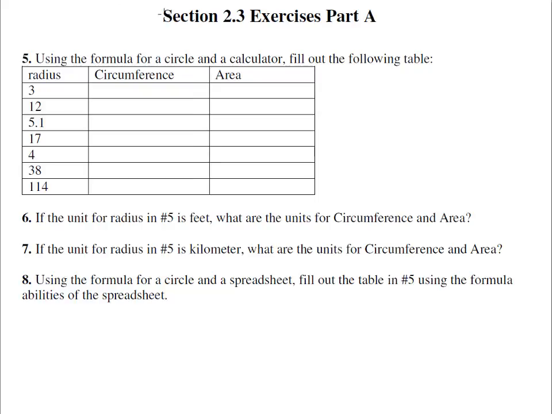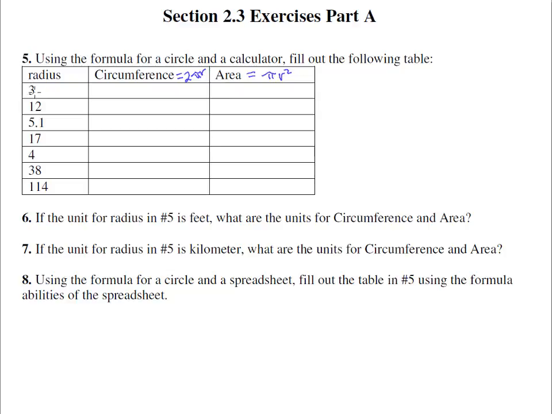Here we are in section 2.3 exercises, part A, numbers 5 through 8. Number 5, using the formula for a circle, circumference on one, area on the other, and a calculator, fill out the following table. So circumference we get out of the book is 2 times pi times r. The area equals pi times r to the second power, or pi r squared.